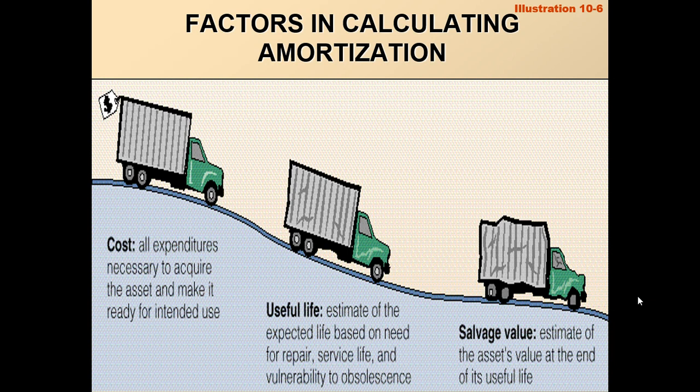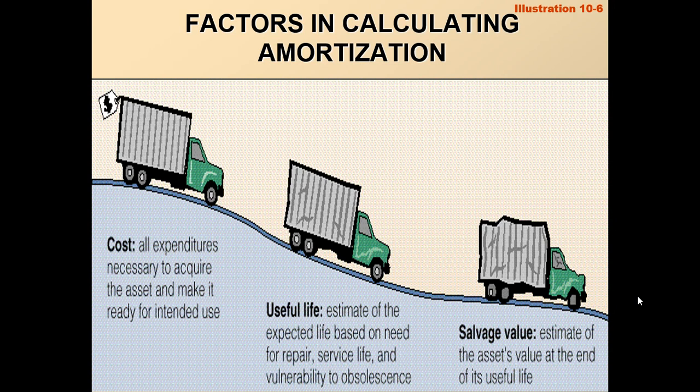The useful life is the estimation of the expected life based on need for repair, service life, and vulnerability to obsolescence. Depending on the nature of the asset, some last longer, some last shorter. But that's usually given to you anyways.